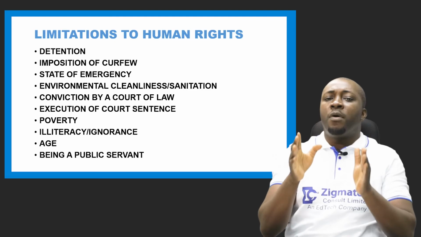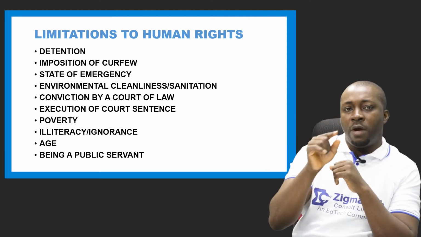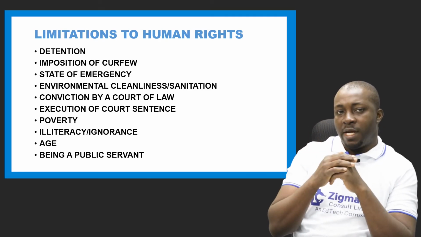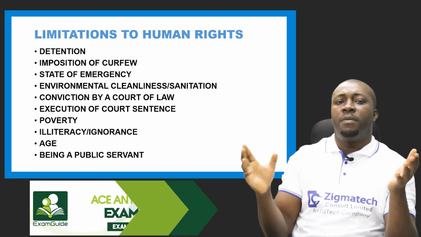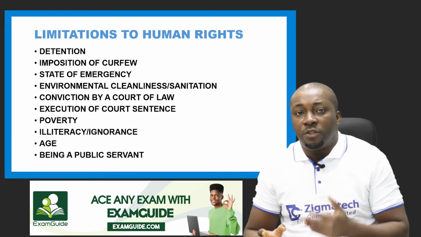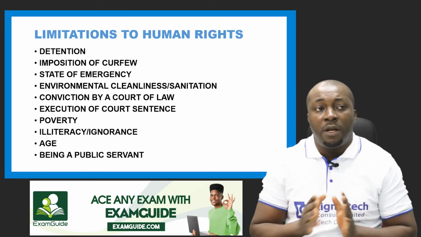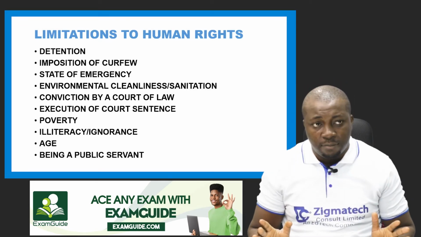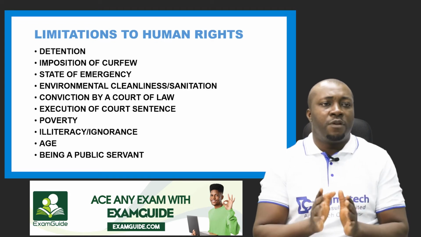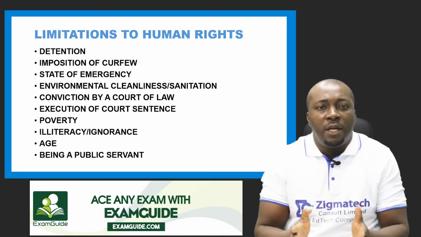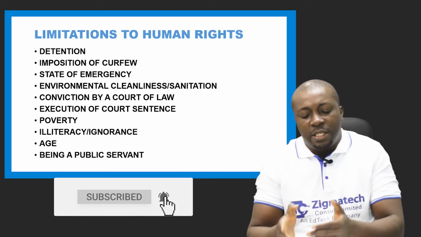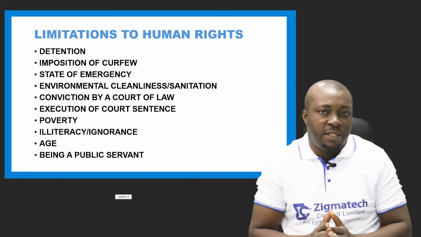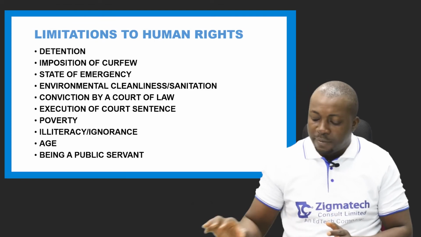Now, being a public servant, their kind of work can limit your right. For example, a public servant cannot join a political party unless the person resigns. And of course, cannot disclose government secrets to the public. So, you see, this kind of work limits the right of this person.